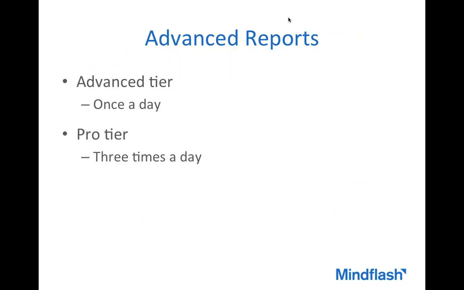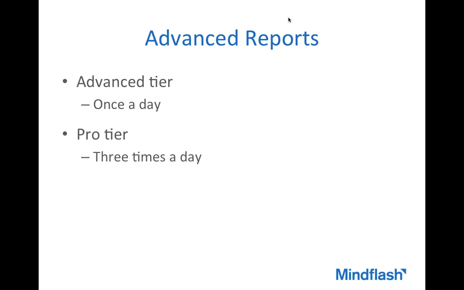So your advanced reports still update as they used to, once a day for advanced tier customers and 3 times a day for pro tier customers. So on the advanced tier, it'd be first thing in the morning, around 6 a.m. Pacific time. On the pro tier, 3 times a day, so around 6 a.m., noon, and 6 p.m., give or take.